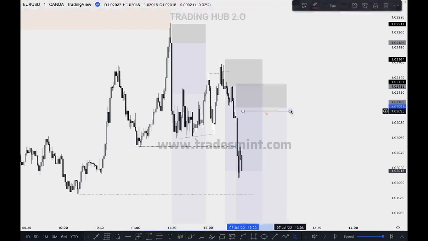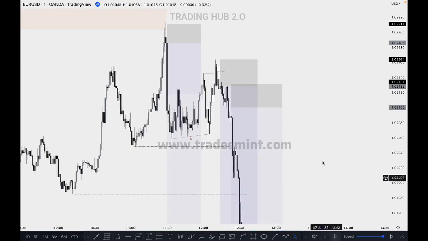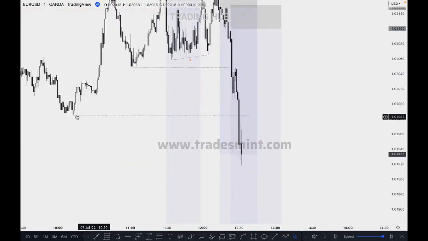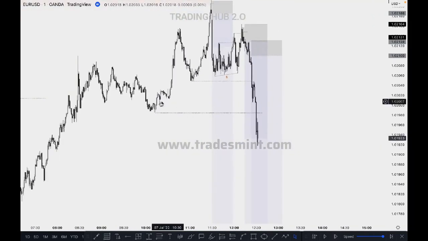Okay, now let's see how it actually works. And you can see the market broke the major low, which is here, and you can take a little bit of partial profit here, and the market broke this major low, which is here.